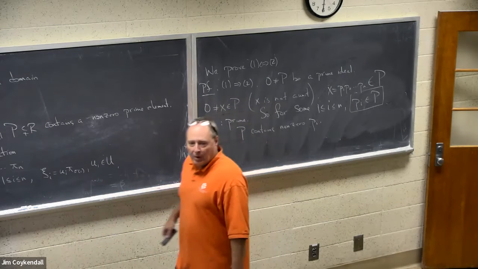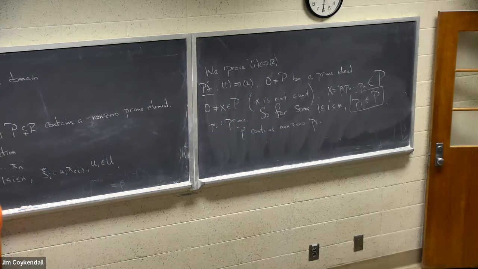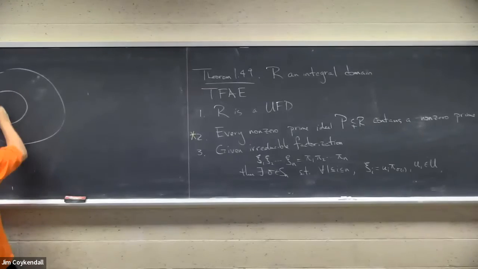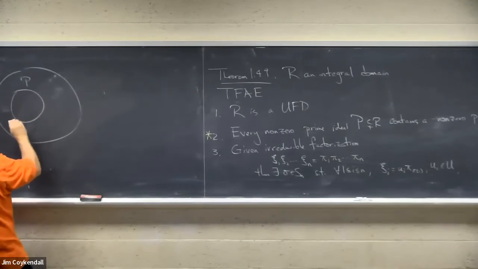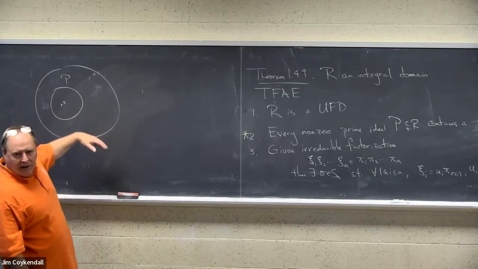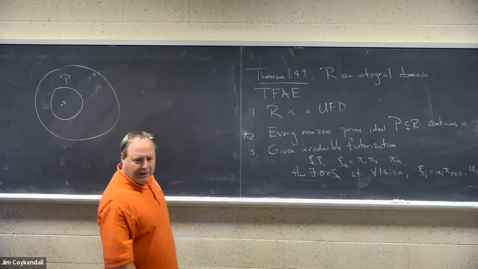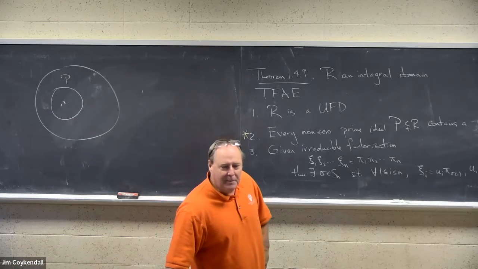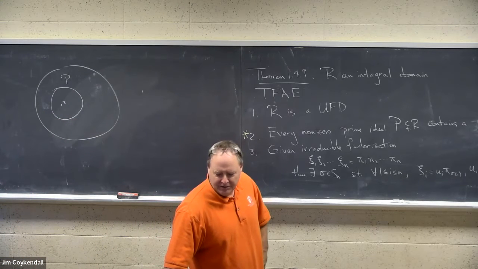Of course, the interesting part is why is this condition good enough? I mean, if you think about it, it's kind of weird, right? Because all it says is if you've got a ring and if you isolate any non-zero prime ideal, you can find a little prime element in it. If you do that for every non-zero prime ideal, that means that you have to have unique factorization. That's kind of cool.